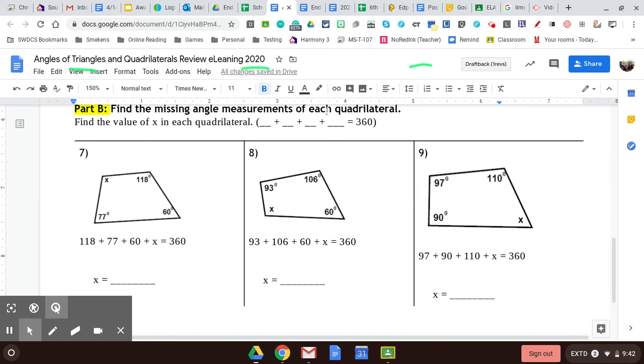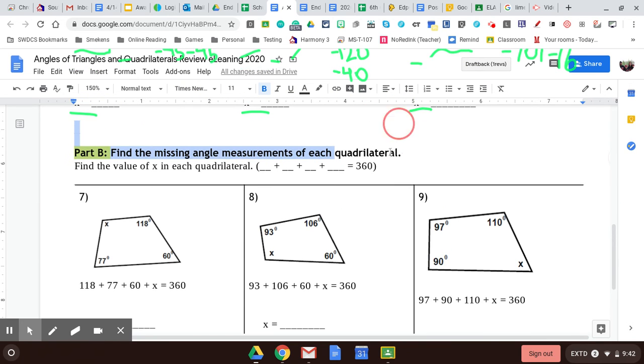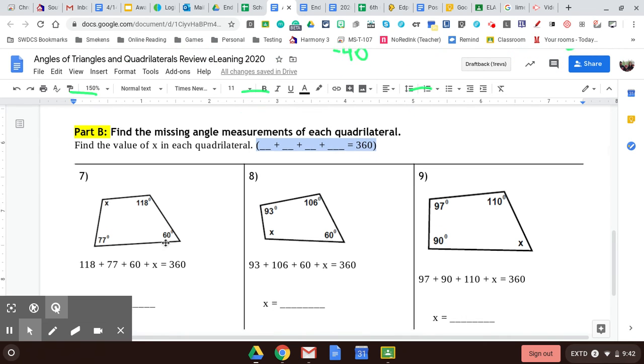My last three are going back to quadrilaterals, which we did yesterday. Quad means four, so it means I have to have four angles. And when I have four angles, they add up to 360.